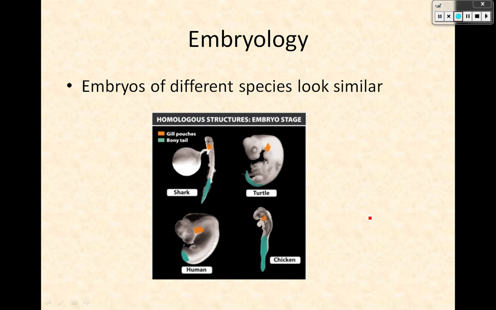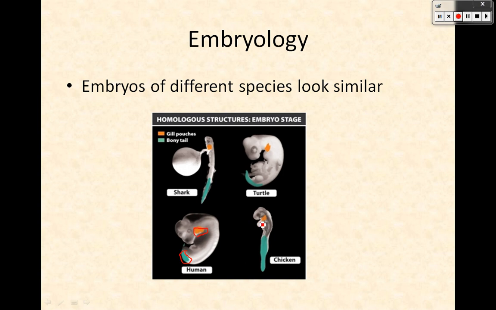So another set of evidence is called embryology. That means looking at embryos and noticing that embryos of different species look similar, even though the baby of that species, when it's born, does not look similar. The two examples that are often given are gill pouches and a bony tail. Like here in a human, you can see they've got this bony tail here. Here they have the gill pouches.